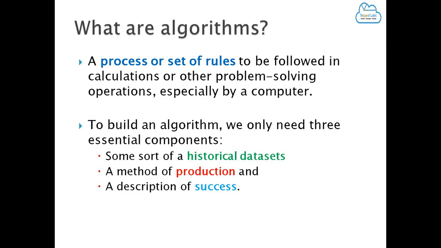So how to build an algorithm, or if you want to build your own algorithm, there are three important things to consider. One is historical data sets. So what is historical data sets? It's similar to the thing that I told you. Whenever you have a lot of previous data, a data set is nothing but a collection of data. Whenever you have a large amount of data sets available, you consider those data sets as a part of your algorithm.